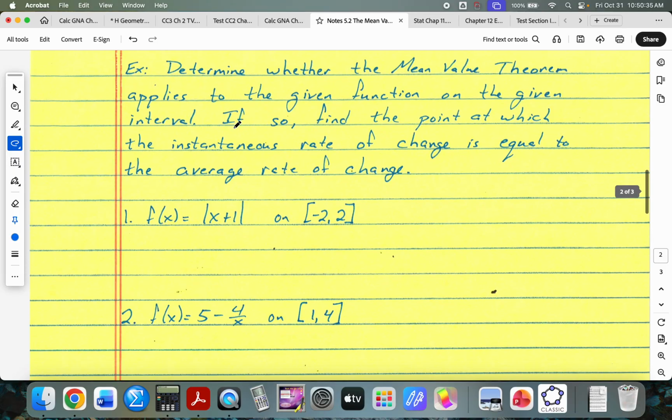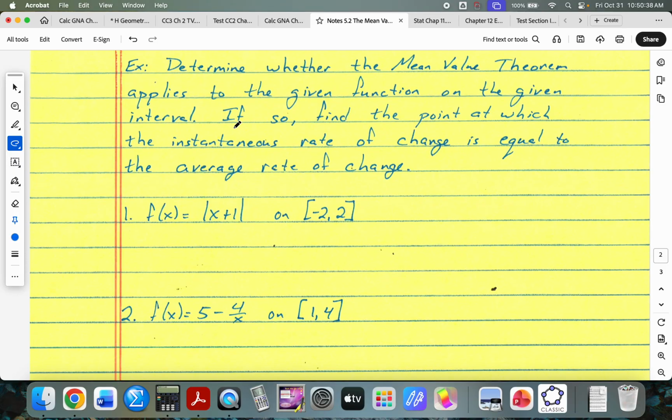So, let's look at some example problems.